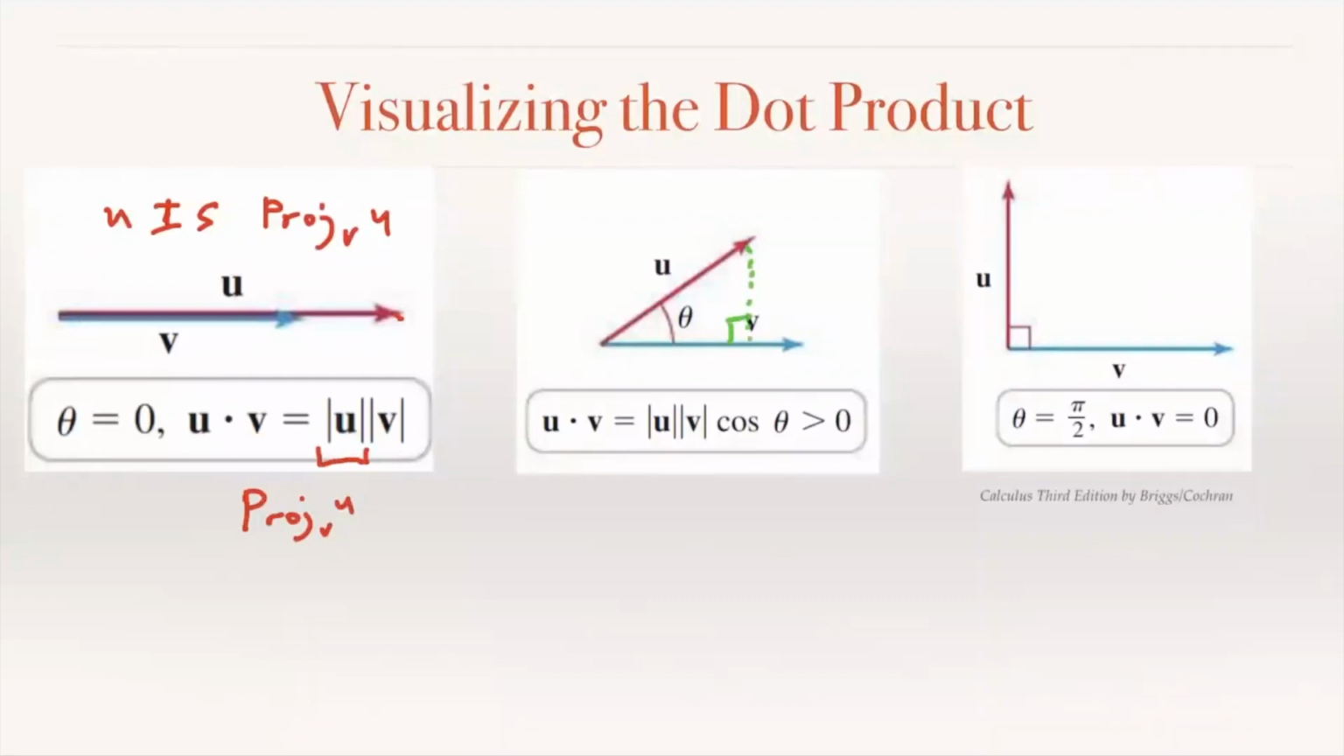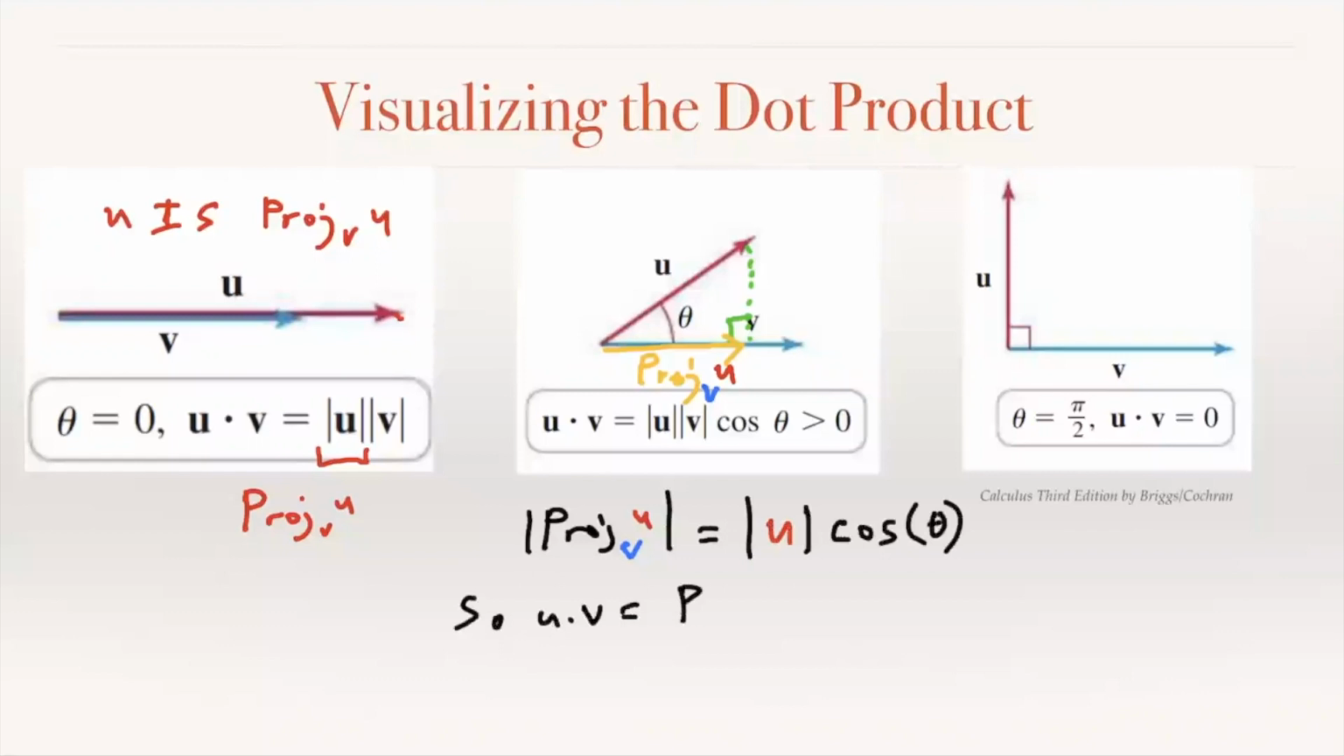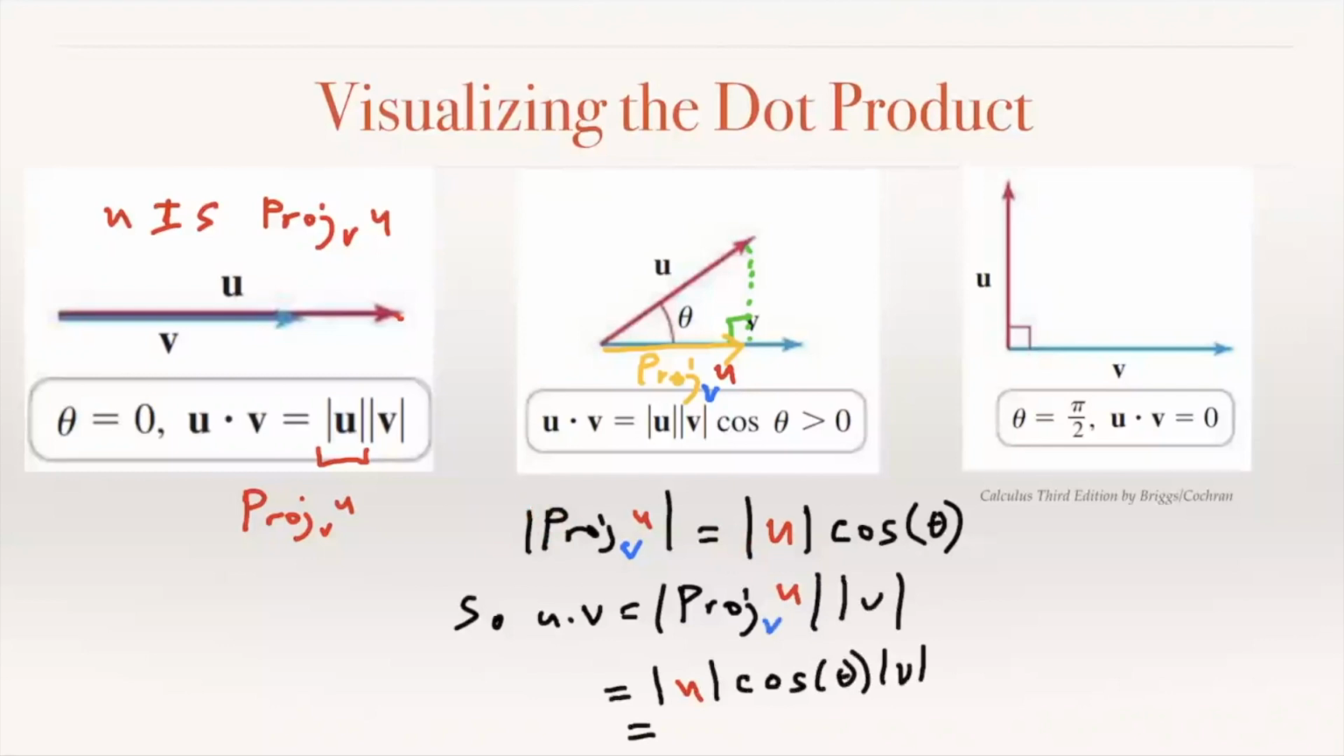If they are at some angle, then we have this, and again, this guy is the projection of u onto v. And what is the magnitude of that projection? Well, by trigonometry, it's going to be equal to the hypotenuse, which is u, times the cosine of that angle theta between them. So u dot v is in general the projection of u onto v in magnitude times the magnitude of v. And that therefore is the magnitude of u times cosine theta times the magnitude of v, which is u in magnitude times v in magnitude times cosine of theta.